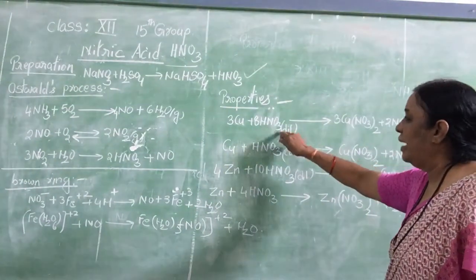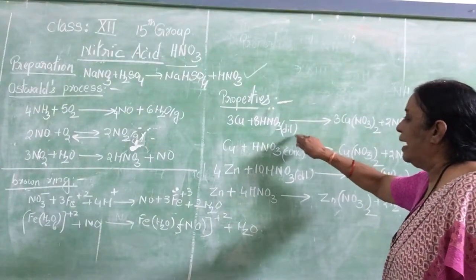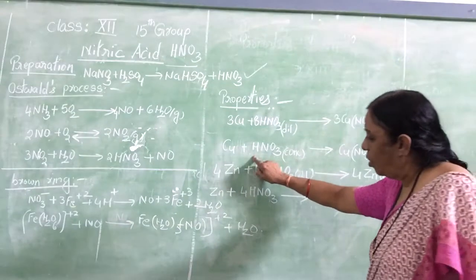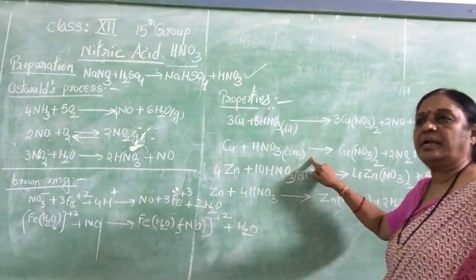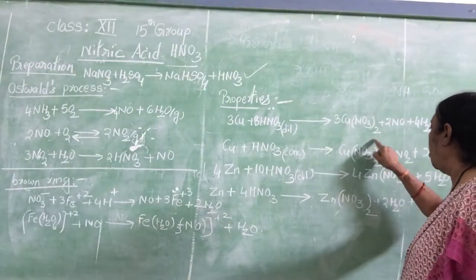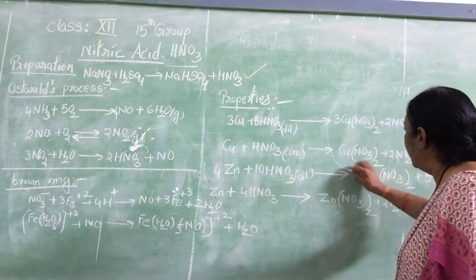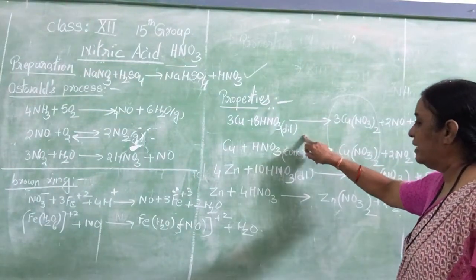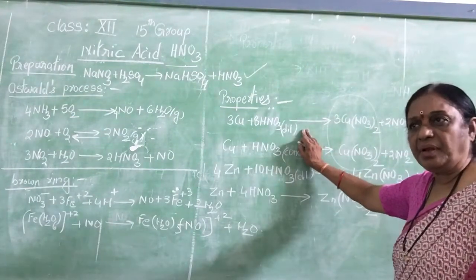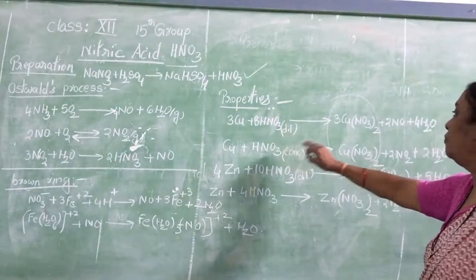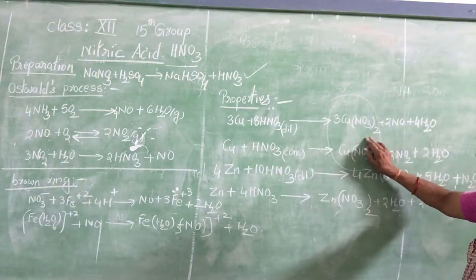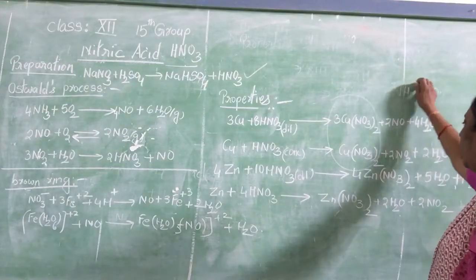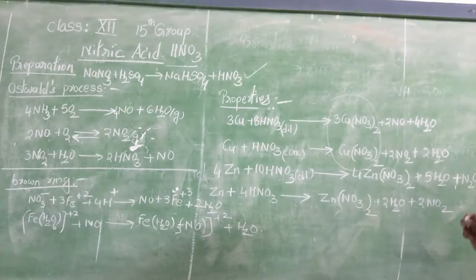Children, copper reacts with dilute nitric acid to form copper nitrate and NO. Copper also reacts with the concentrated nitric acid to form copper nitrate. Copper nitrate is the common product, children, please note down. Concentrated nitric acid and dilute nitric acid react with copper to form copper nitrate as the common product. Along with the copper nitrate, NO is formed, and in one reaction NO2 is formed.